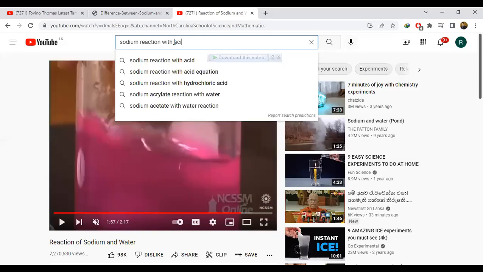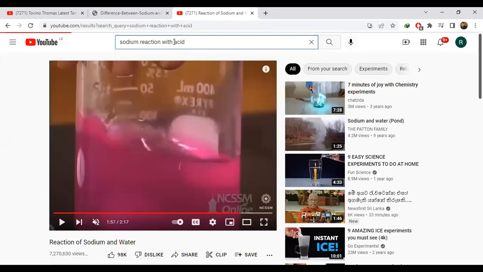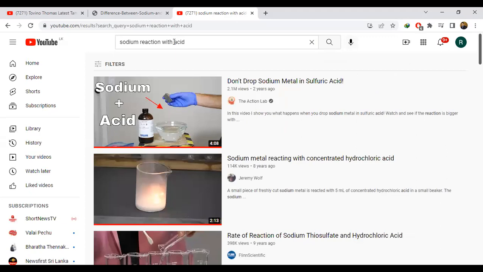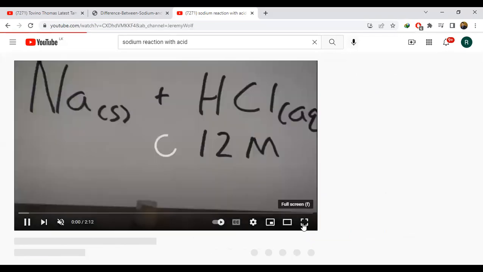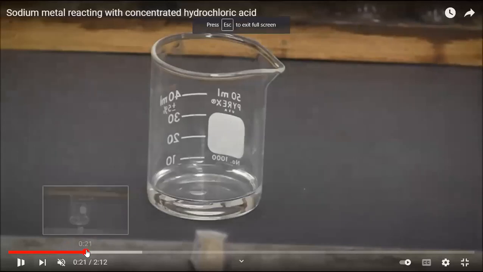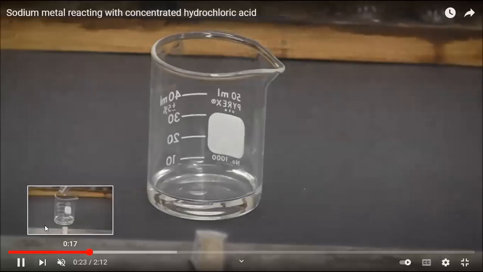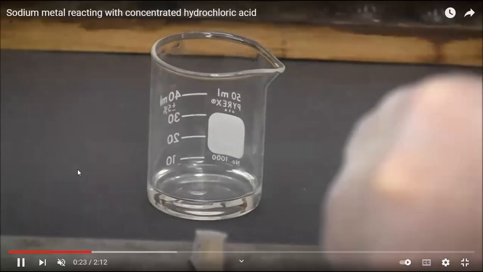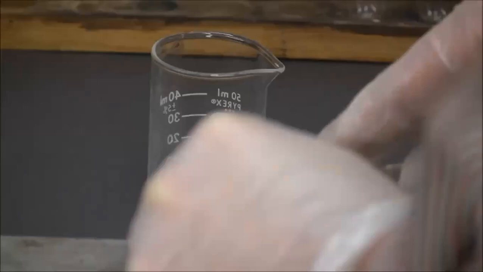acid, we should not try it. In my life, I have tried once in a class. It really worked, but it is very dangerous. Okay, sodium reacting with acid. Here, he is taking some hydrochloric acid, and putting a piece of sodium into it.